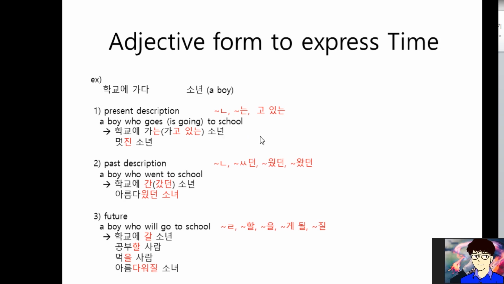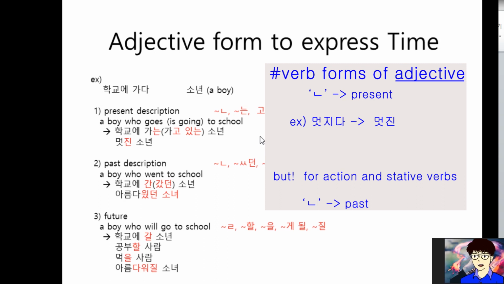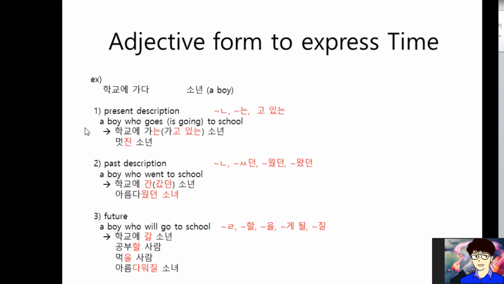Good. And as we learned earlier, in case of most verb forms of adjective, you just need to put 니은 to make it present status, okay? So like a nice boy is 멋진 소년. So 멋지다 plus 소년, 멋진 소년. You have to put 니은, okay? Good.